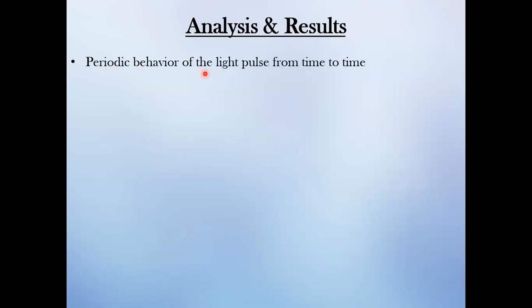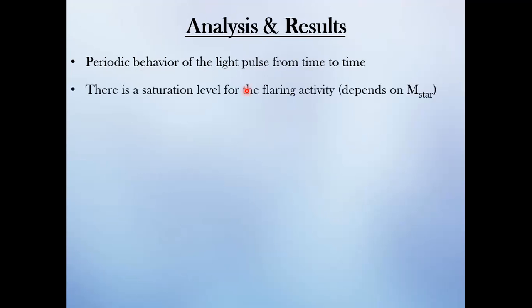There is a periodic behavior of the light pulse from time to time. That was the last slide I showed, where there was one pulse. It may happen that this pulse is periodic, like in many binary systems, or in some other stars which actually show this periodic behavior. So we get a lot of information from that.